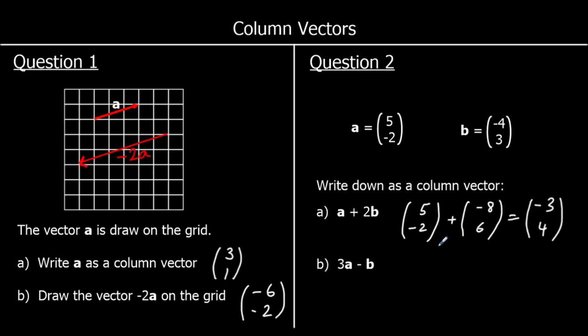How about 3A minus B? So 3A's will be 15, minus 6. So 15 right, 6 down. We're taking away a B, so going backwards along a B. So let's do the x's. 15 minus negative 4. When we take away a negative, we go up. So 15 plus 4 is 19. And negative 6 take away 3 is negative 9.